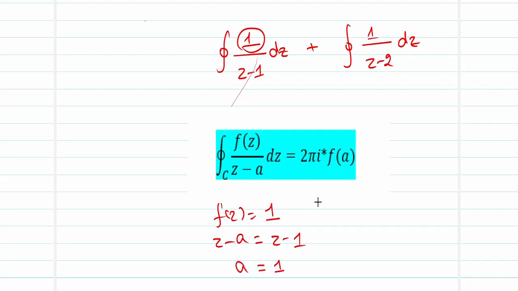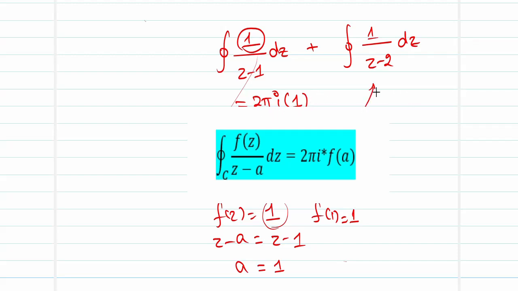What is on my right hand side? The right hand side is going to be equal to 2πi times f(a). So what will be 2πi times f(a)? f(a) is f(1). What will be f(1)? Do you have any z for replacement here? No. So f(1) remains as 1. So it becomes 2πi times 1.